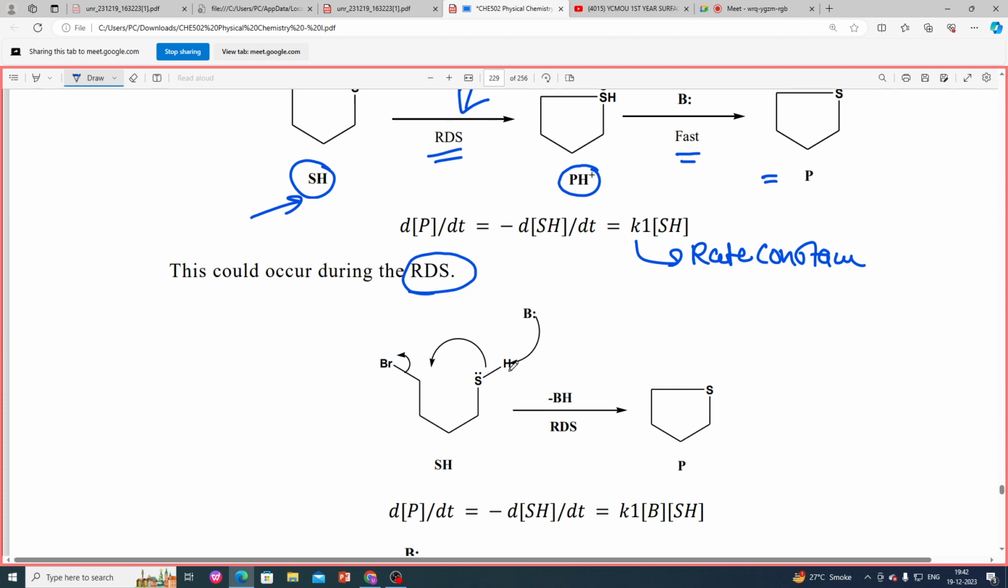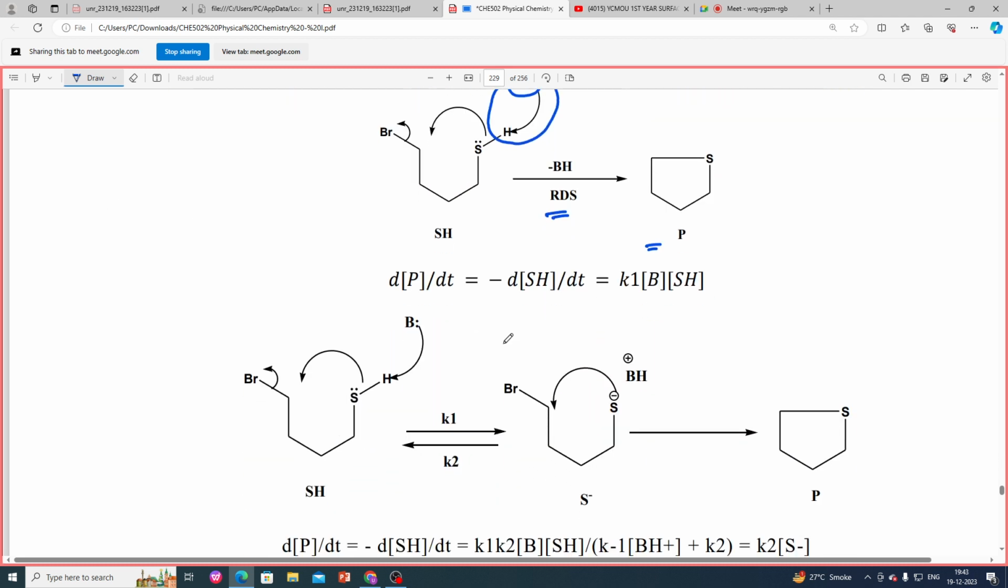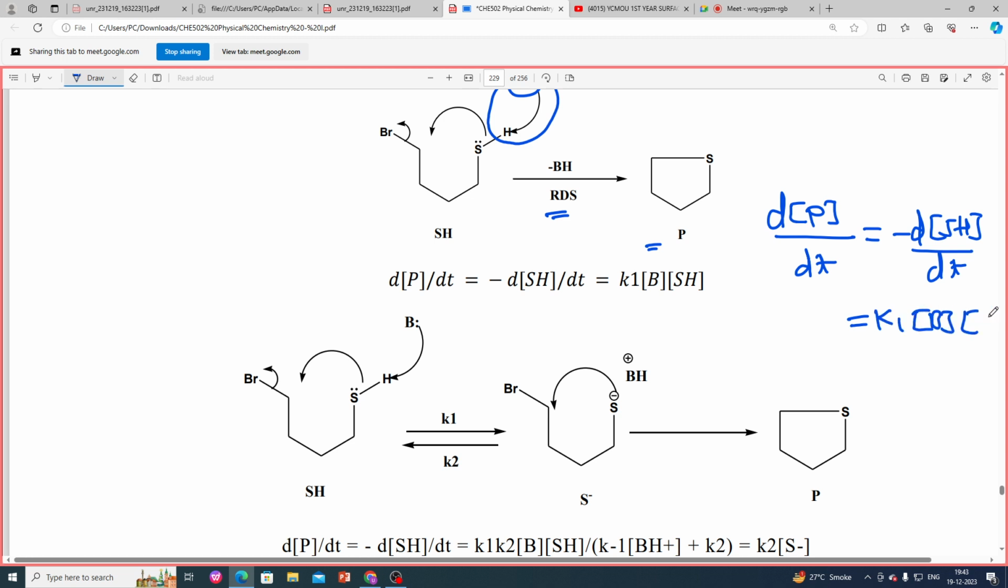क्या होगा देखो, BR SH BR. Okay, then minus BH हुआ, that means ये सब निकल गया है. Okay, and RDS, that is the rate determining step. Okay, so we get the product here like that. Here we can write rate which is equal to dP by dt which is equal to, ऐसे लिखोगे, d concentration of P divided by dt is equal to minus d concentration of SH divided by dt, okay, which is equal to K1 concentration of P and concentration of SH.